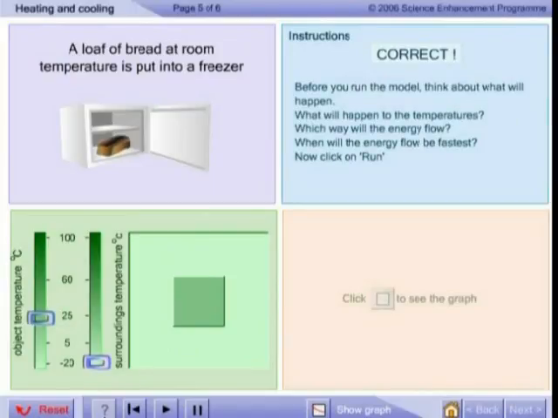Last question to you. Tell me again, please, or tell your teacher again, what will happen to the temperatures, both of those sliding scales? Which way will the energy flow? And when will the energy flow be the fastest?